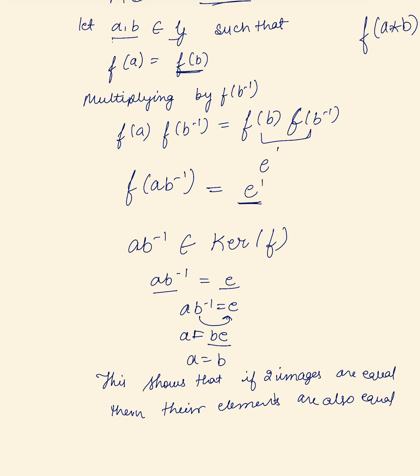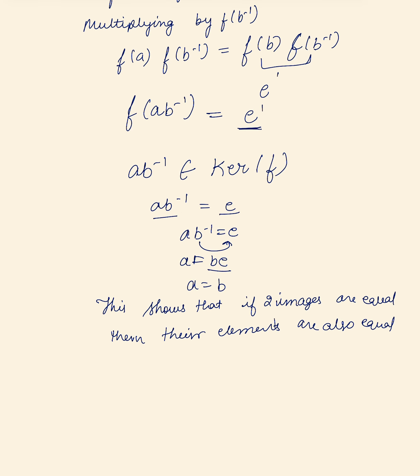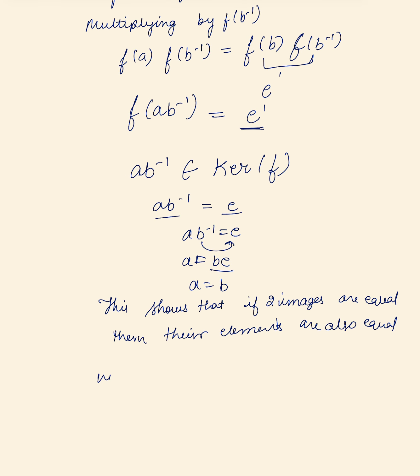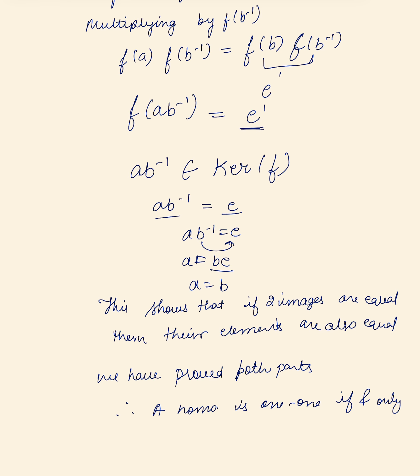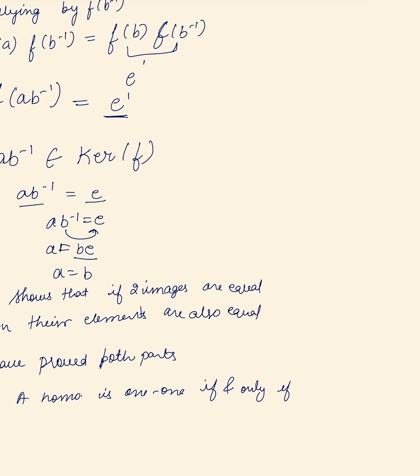So in the final conclusion, we have proved both parts. Therefore, a homomorphism is one-one if and only if its kernel is the identity element only. Hence proved.